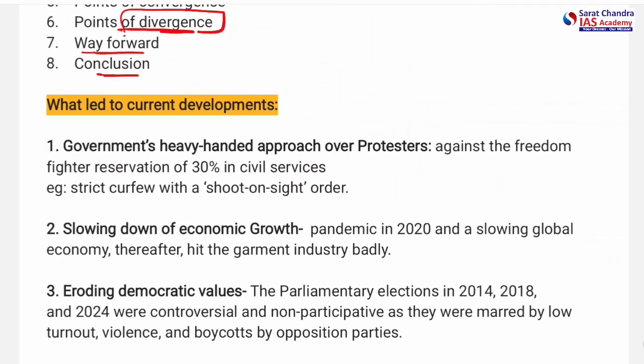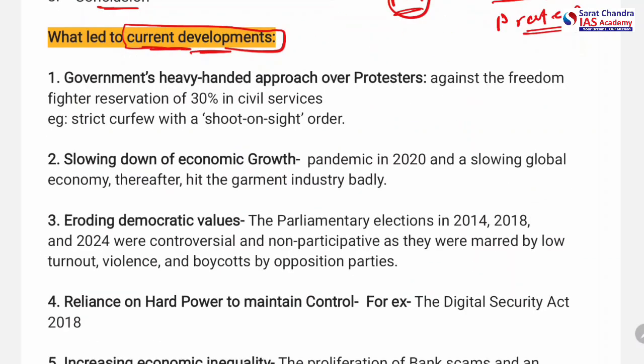So let's first cover what actually led to the protest and the political crisis in Bangladesh. The first reason is the government's heavy-handed approach toward the protesters. The youth were initially protesting peacefully. However, when the government adopted high-handedness, that means used force and a strict curfew with shoot-on-sight orders, the protest became violent and the current situation developed.